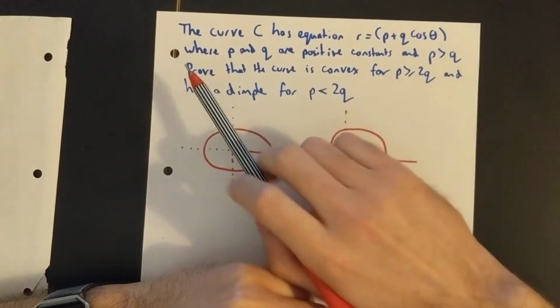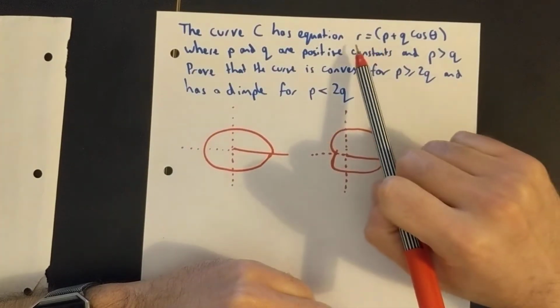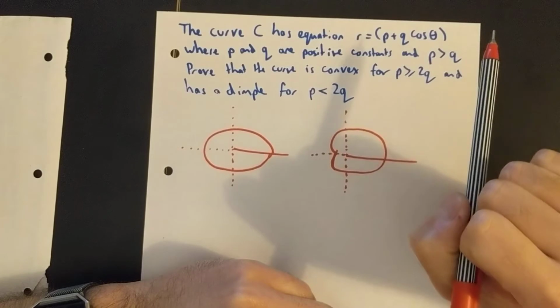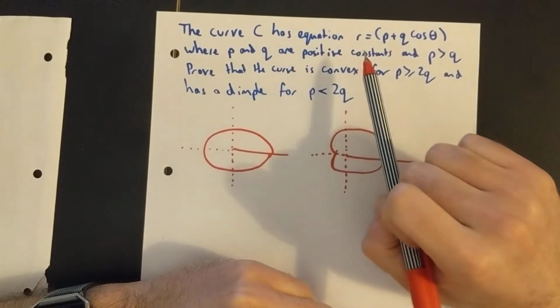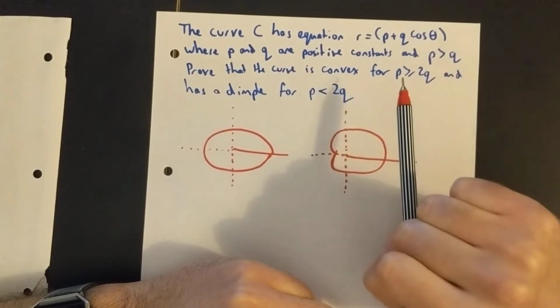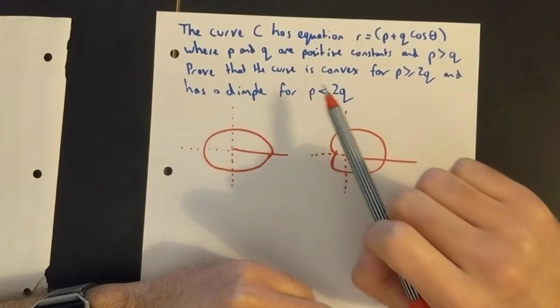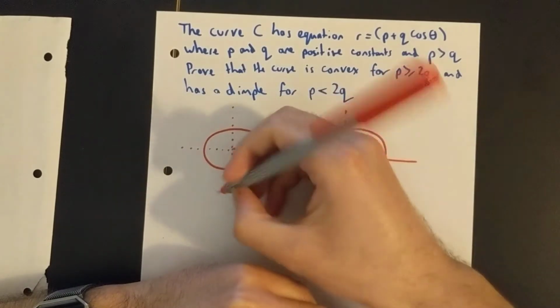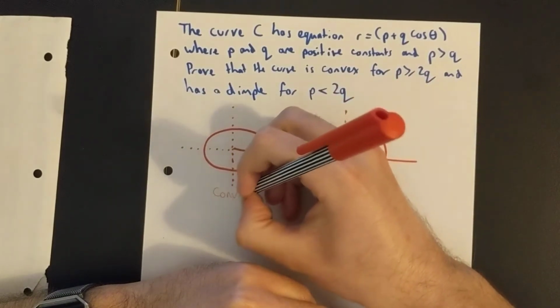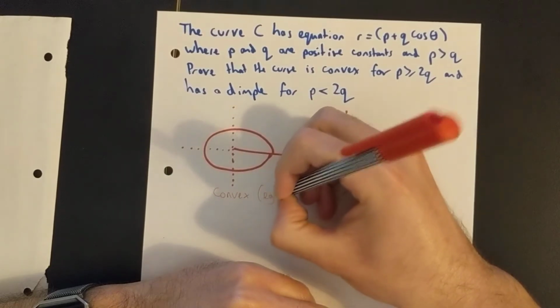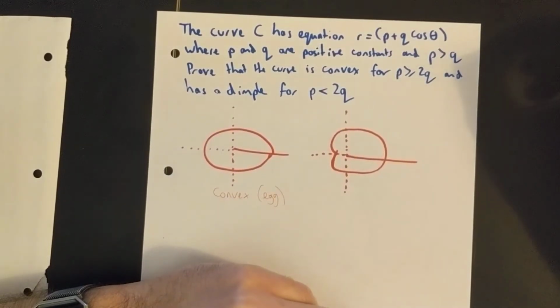So here we're looking at the curve with equation r equals p plus q cos theta, where p and q are positive constants and p is greater than q. So prove that the curve is convex. Convex is when it looks like here. We've been calling that the egg shape.